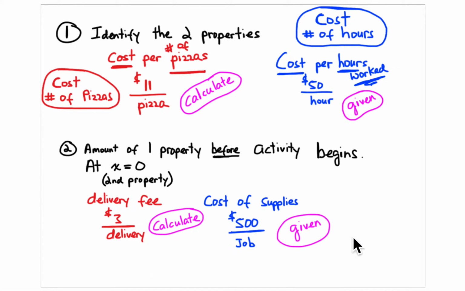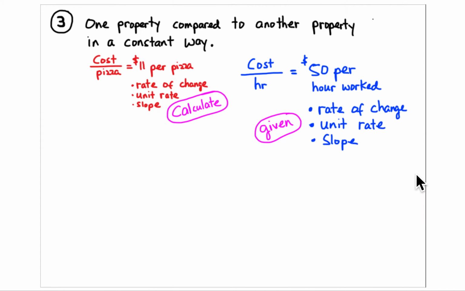For problem number 2, it's given to you that you have to pay $500 up front for the cost of the supplies. So before the painters have even painted any part of your house, you have to pay them $500 to buy the supplies to paint your house. So there is an amount of property 1 before property 2 kicks in. So before any pizzas are delivered or before any hours are spent painting. And so in both cases, property number 1 is the cost. So there's an added cost in both cases.